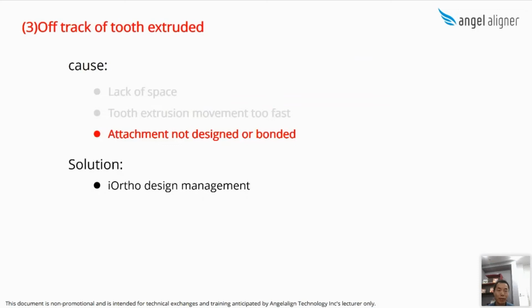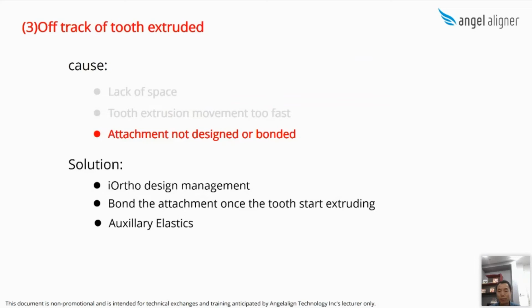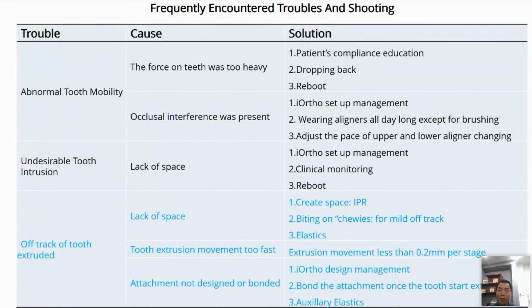So for the solution of this problem, first, the ISO design management is very important. Don't forget to add attachment on the tooth that needs to be extruded. And don't forget to bond the attachment when it starts to extrude. And if the off track happens, we can use auxiliary elastics, as we mentioned before, to get the tooth back on track again. So this is also the summary in the table.